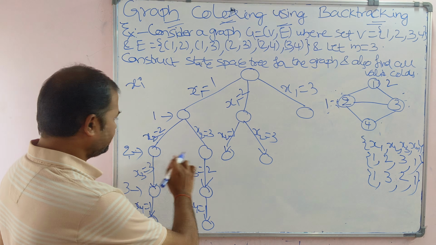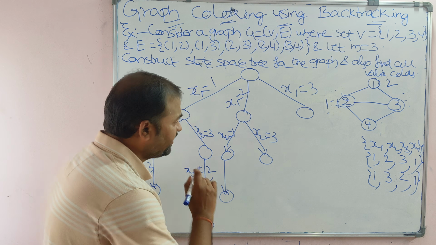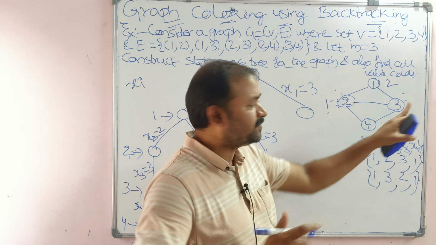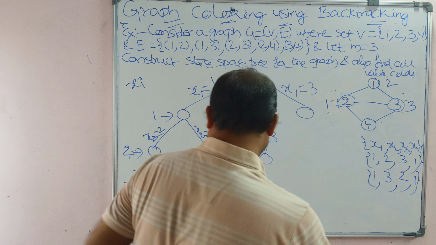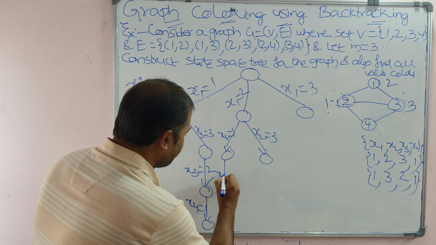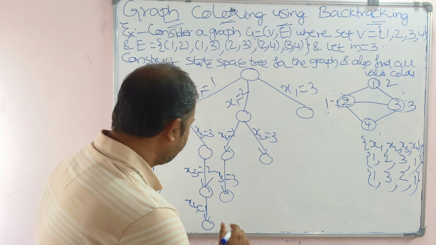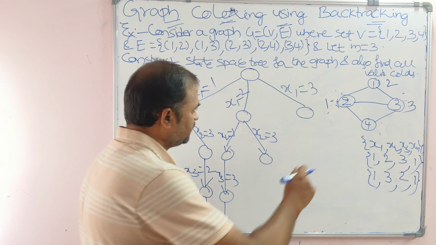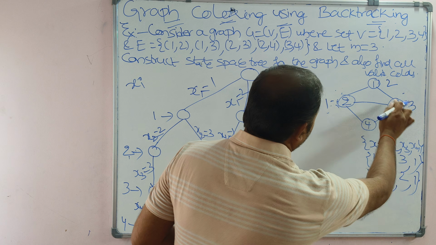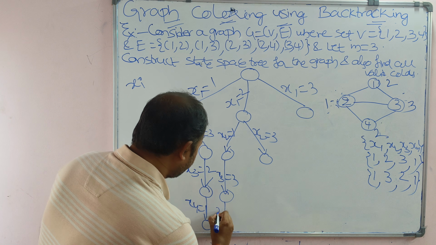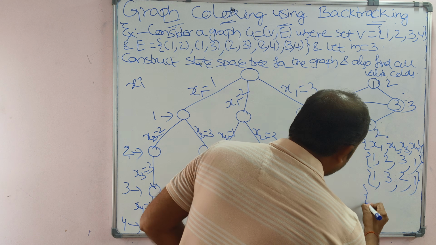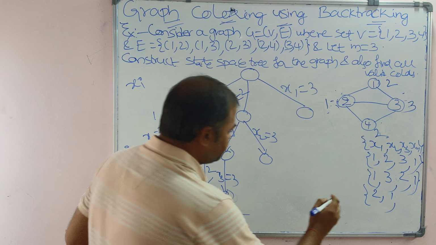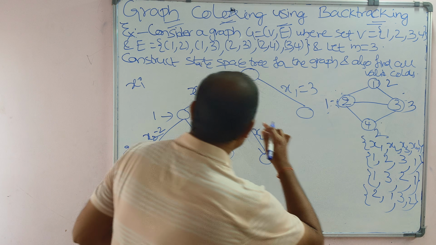Then for coloring the third vertex, which color do we have to use? We can't use 1 and 2. Why? Because these two are adjacent to 3. But we can use color 3. Next, let us focus on the fourth vertex. How can we color the fourth vertex? We can't use 1 and 3, but we can use 2. So x4 equal to 2. So one more valid color combination is 2, 1, 3, 2.